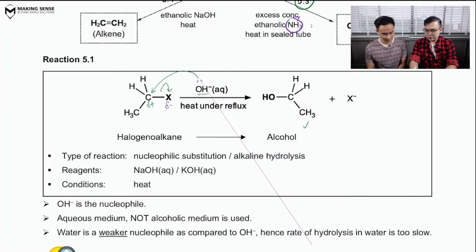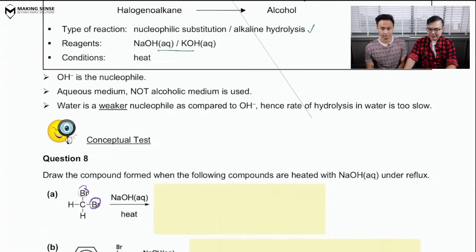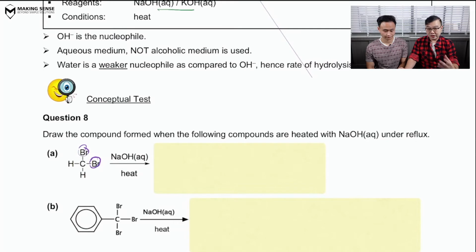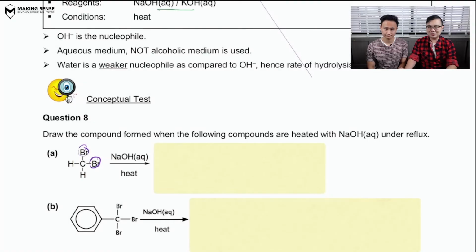Now, in order to introduce the OH minus over here, we will need to use a strong base performed under the aqueous medium. And this reaction, sometimes we call this alkaline hydrolysis, right? Now, at this point of time, let's try to go through question 8. So you can pause this video, help me to try out part A and part B, and the moment you're done with it, you can continue with the video.